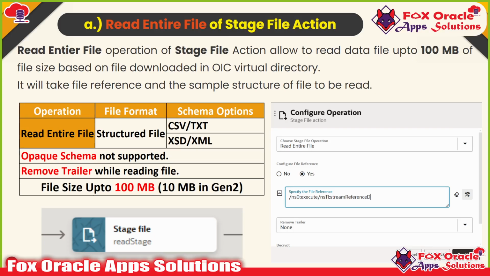When we are talking about the OIC virtual directory and we have to read a file available there, it means, for example, that we have a file at a file server, and we want to consume that file in OIC and insert all the data in the file into a database table. So first we have to pick the file from the file server, then put the file in OIC, and then in OIC, using a stage file, we can read the content of the file.